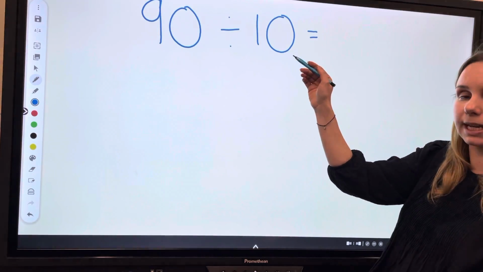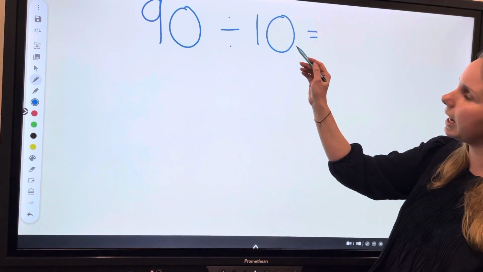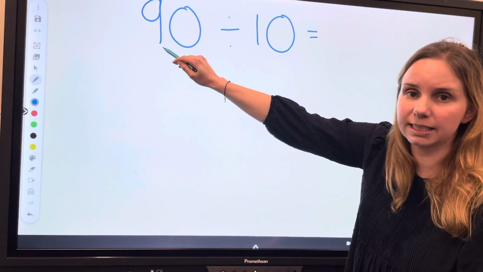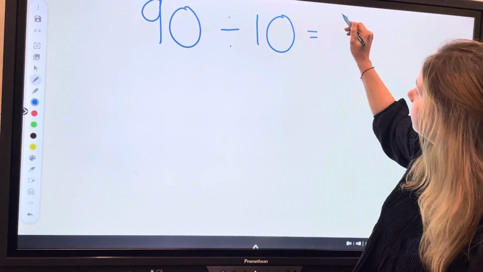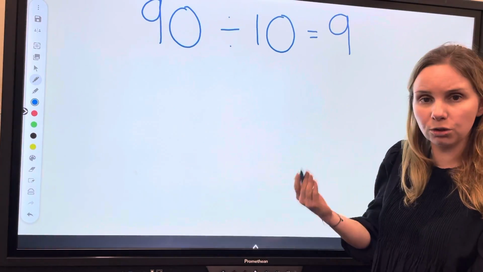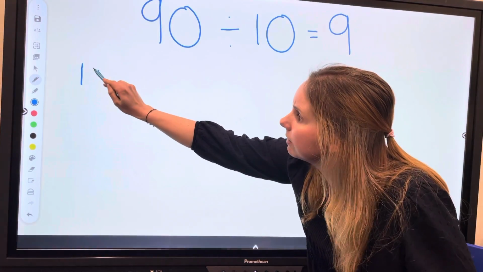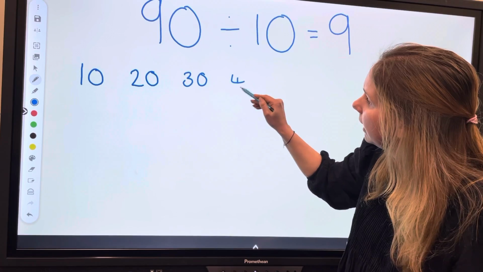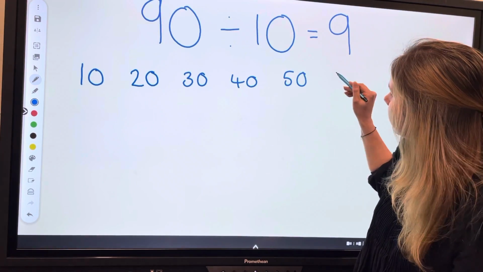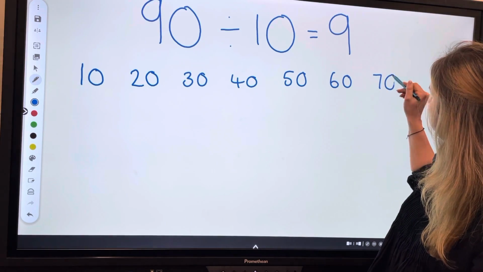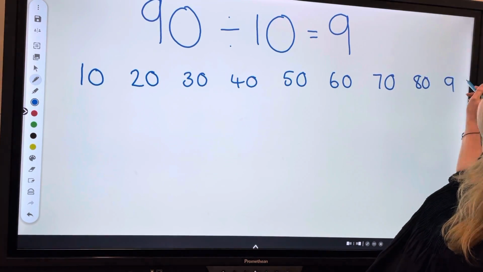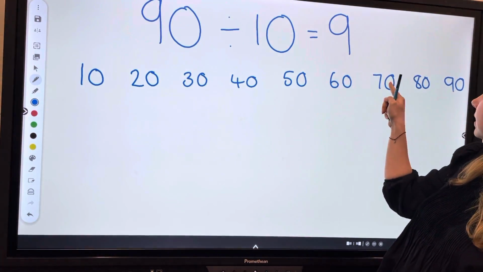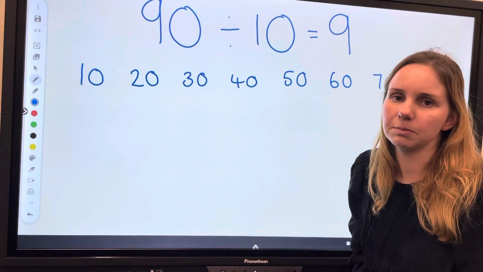We can use our 10 times tables. How many times would I multiply 10 until I got to the number 90? There's a clue there in the number of tens. Hopefully you said 9. And again, if you're not sure, you could use your repeated addition. You could count out 10, 20, 30, 40, 50, 60, 70, 80, 90, and I know that I've counted in tens. 1, 2, 3, 4, 5, 6, 7, 8, 9 times.